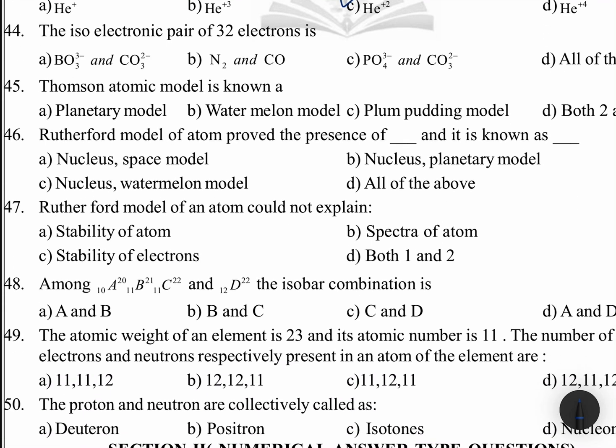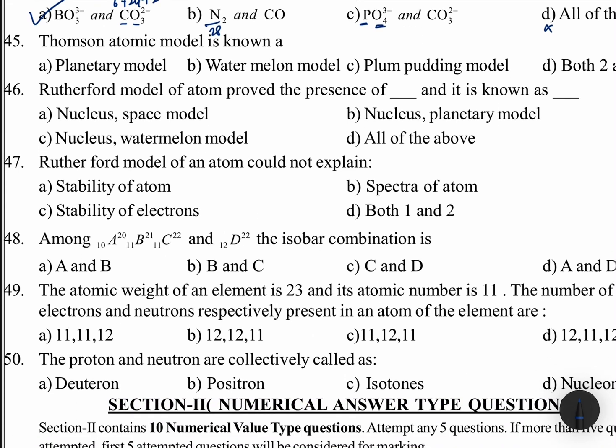The isoelectronic pair of 32 electrons, 32 electrons should be there. Here it is 28, so this is not right. You need to check all of these, so all of this cannot be. And here you see carbon with 3 oxygens. Carbon is 6, 3 oxygens means each 8, 8 threes are 24, plus 2 electrons gained. So 32 electrons, definitely. And phosphorus itself has 15 electrons plus 4 oxygens, so it is definitely going to be more. So this will be your answer.